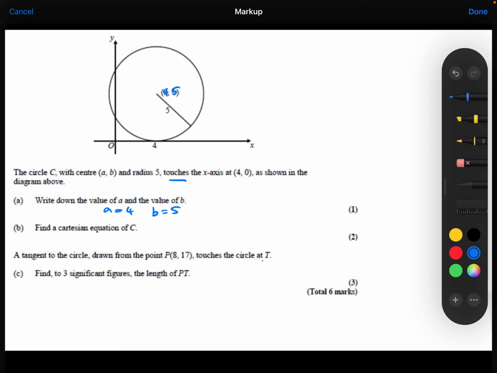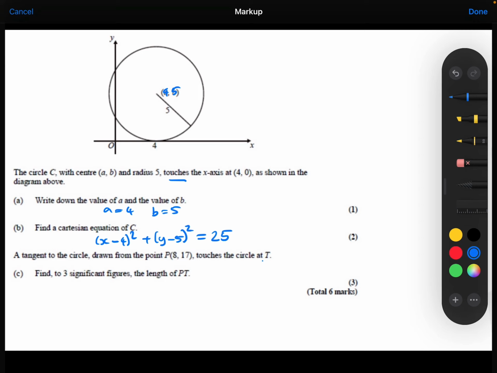We can now find the Cartesian equation of the circle. Remember, the Cartesian equation of the circle is (x minus the x coordinate of the centre) all squared, plus (y minus the y coordinate of the centre) all squared, equals the radius squared. And the radius is 5 in this case, so 5 squared is 25. That's the Cartesian equation of the circle.